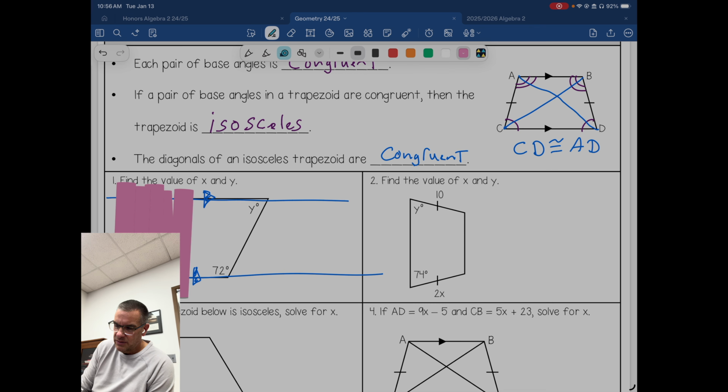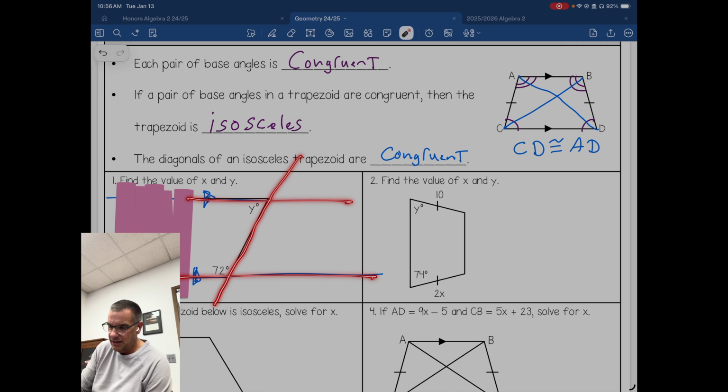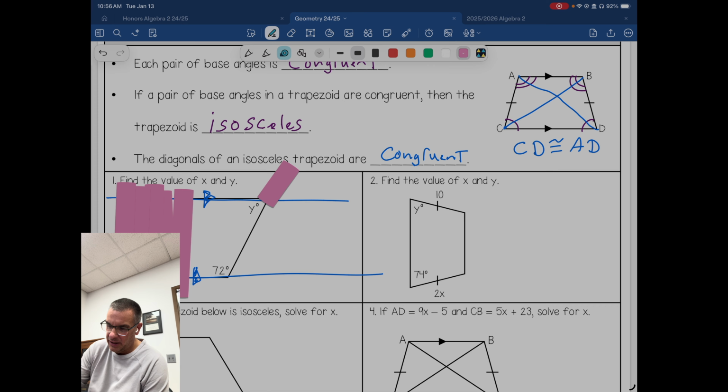If you notice, we've got two parallel lines here and here that are cut by a transversal. If we have two parallel lines that are cut by transversals, we had a lot of different properties to talk about. We had alternate interior angles were congruent. So those two angles are congruent and those two angles are congruent. We had alternate exterior angles were congruent.